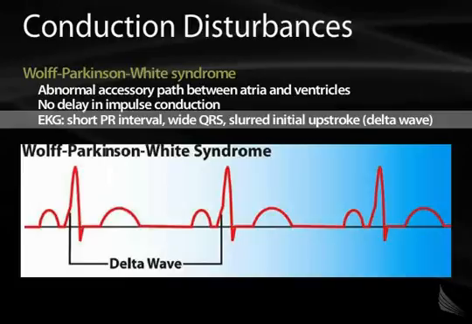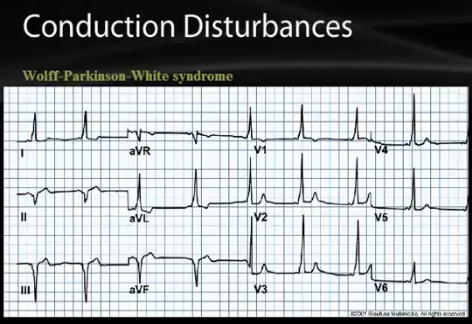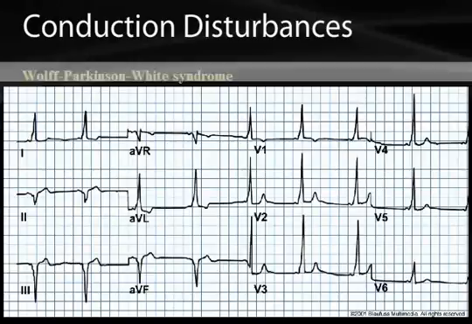Wolff-Parkinson-White itself does not need to be treated. If you see a delta wave on a patient, you don't have to start any medication. However, if that patient has evidence of tachycardia or instability, those patients should be placed on certain medications in order to slow the heart rate down. Here you can see a 12-lead EKG in a patient with Wolff-Parkinson-White syndrome. You can see every lead shows a delta wave. This is a very commonly tested disease.